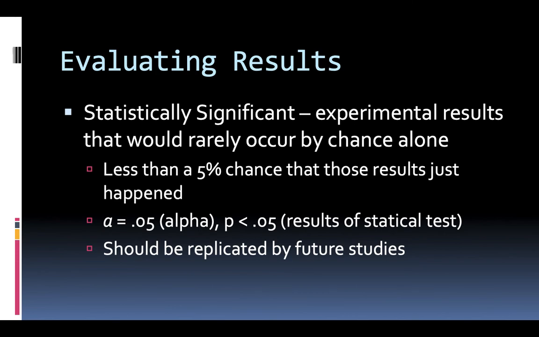This makes it more likely that our experiment will be replicated by future studies that are doing the exact same thing. We want to make sure that when we're making these claims about our research, the likelihood of this just happening randomly and not through actual effect is very low.